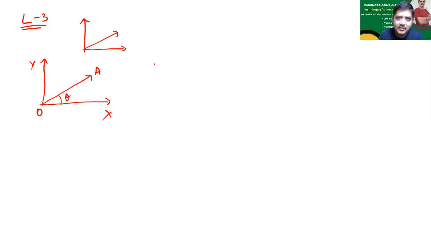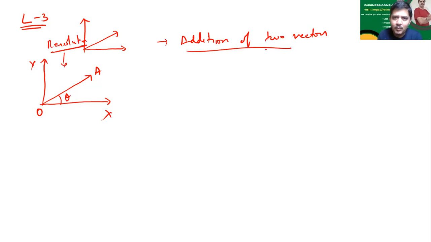Now what is our question here? The question is addition of two vectors. And then what we have done is we have looked at the resolution part. I'm just giving a recap of what we have learned. Now, what kind of vectors are we going to add? We are going to add two vectors which are not parallel nor anti-parallel.